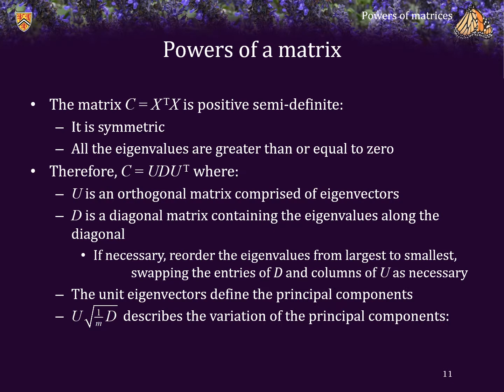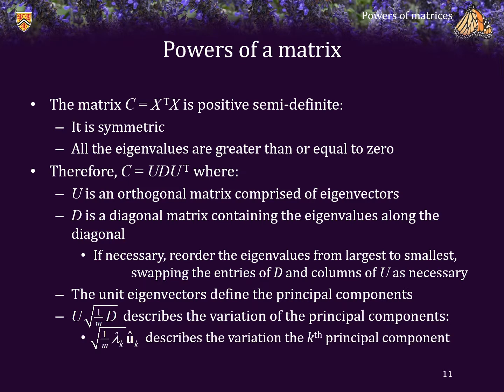Additionally, if you wanted, you could also calculate the matrix U times the square root of 1 over m times the diagonal matrix, that is, the diagonal entries divided by m, square rooted. These describe the variation of the principal components. Specifically, the square root of 1 over m times the kth eigenvalue, all times the kth unit eigenvector, describes the variation in the kth principal component, and these together define an ellipsoid that contains a significant component of the data.